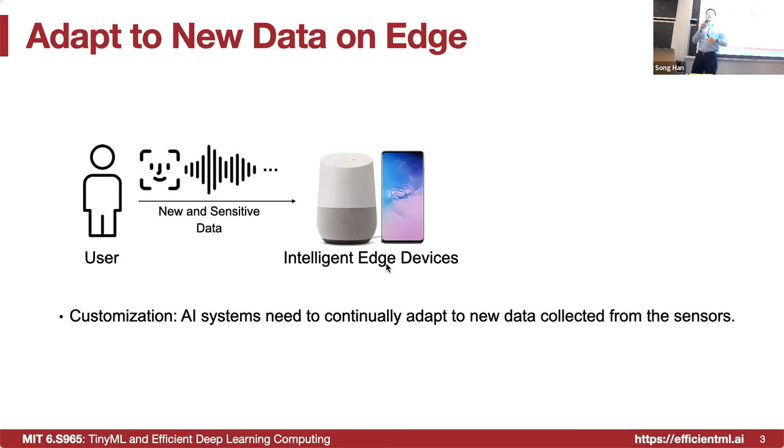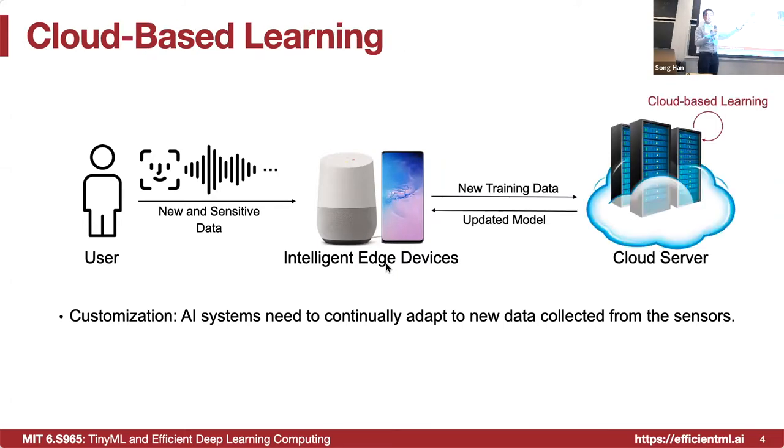Okay, so we want to adapt to new data that is collected from the sensors, right? So we don't want to fix a particular model, like a mobile app, for different users, right? But we want to enable customization for different users, where these AI systems need to continuously adapt to new data collected from these sensors, right? So we want to enable this intelligence.